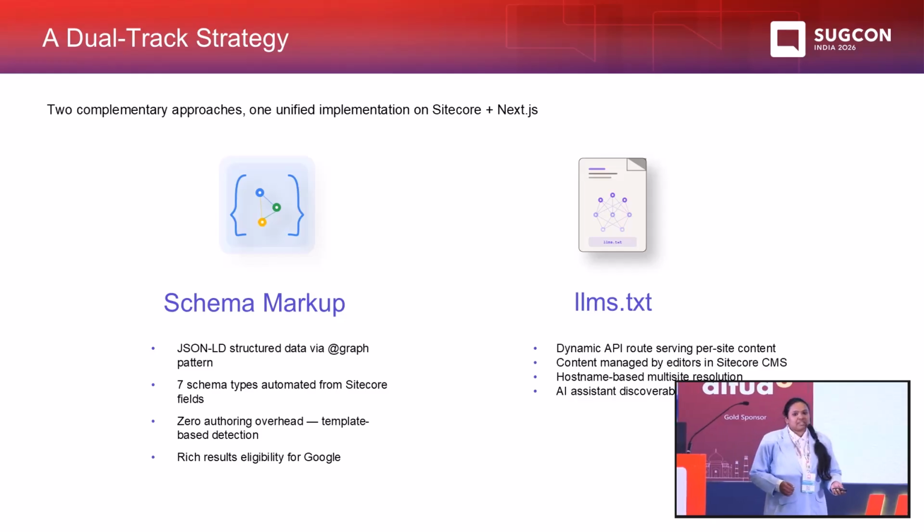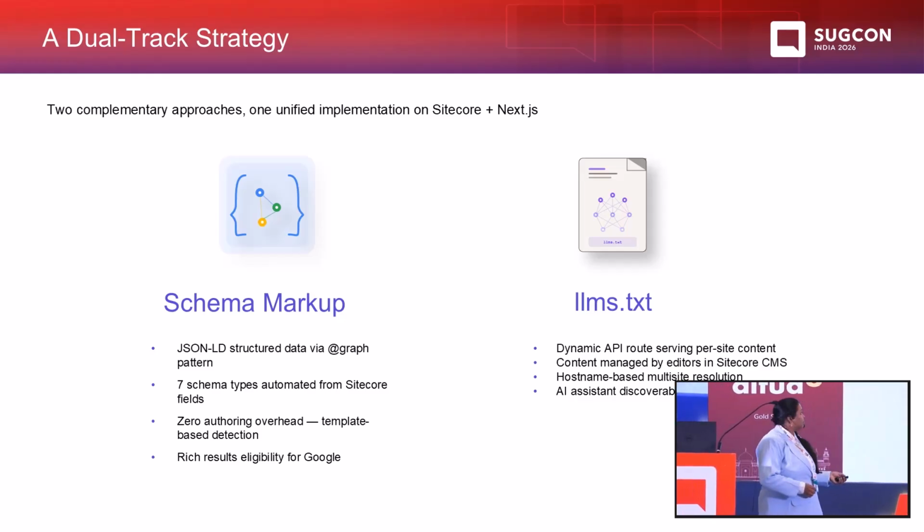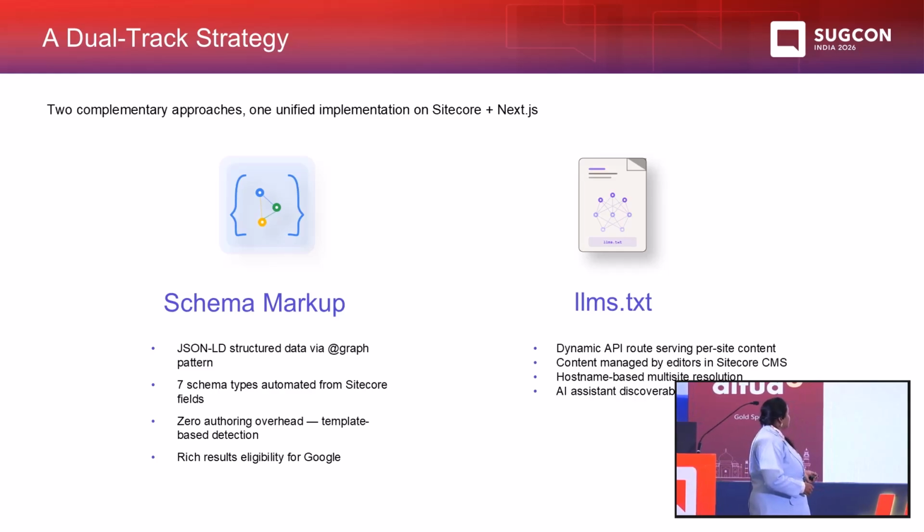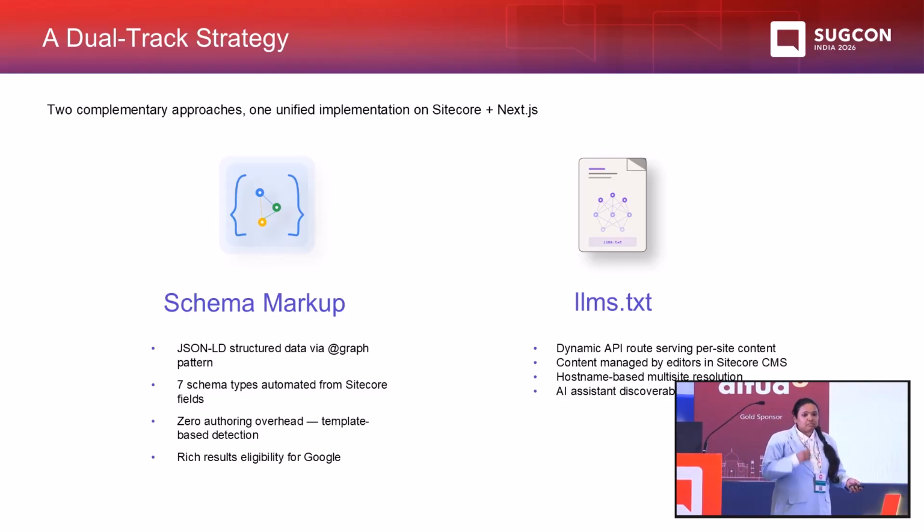We also have a dual track strategy approach. On the left side we focus on schema markup, on the right side on llms.txt. These are two approaches, but with a unified implementation. For schema markup, we have JSON-LD structured data, derived using a graph pattern. We have implemented 7 schema types, and these are automated from the Sitecore fields, with zero authoring overhead. That is, we are not using any additional field needed only for the schema. We'll also focus on how this enables rich results for Google.